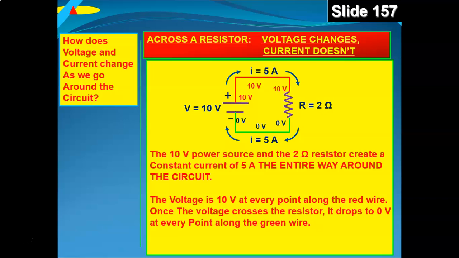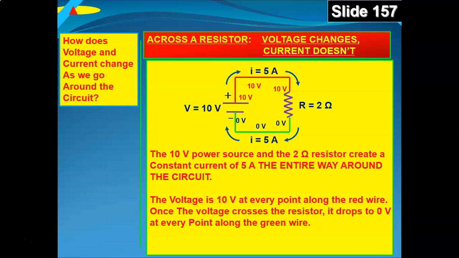The voltage is 10 volts at every point along the red wire. So you see all the 10 V's there? Everywhere where that wire is red is 10 volts. That's how much pressure there is. Once the voltage crosses the resistor, it drops down to 0 volts at every point along the green wire. So whatever voltage the battery is putting into the circuit, it all has to be used up in the circuit before it gets back to the battery.